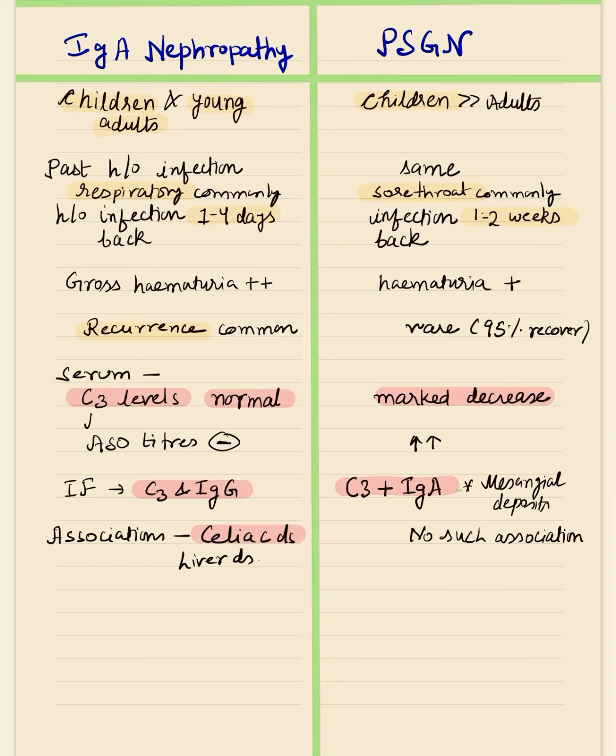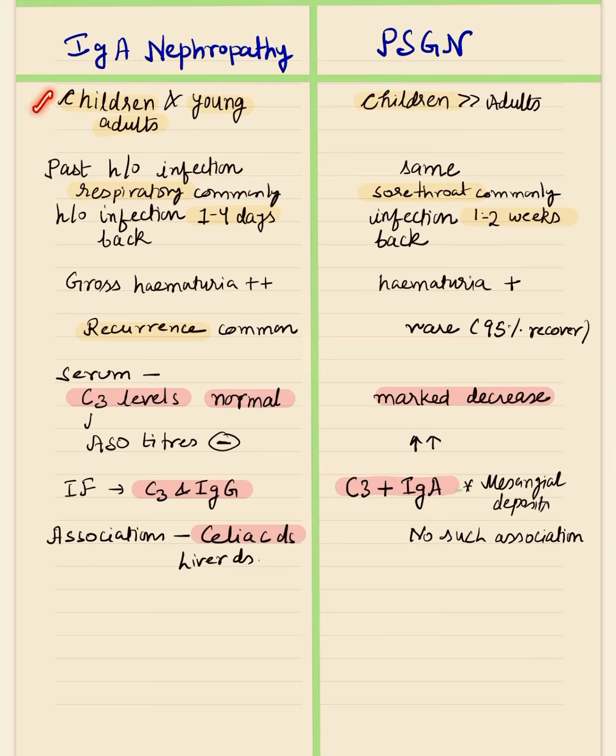IgA nephropathy is due to various hereditary and acquired defects in which there is defective galactosylation of IgA, and this defective IgA gets deposited in the mesangium of the kidney. Post-streptococcal glomerulonephritis is caused by the nephrogenic strains of beta hemolytic streptococcus, which cause an immune reaction. There is immune complex formation, and these immune complexes get deposited in the glomeruli and cause glomerulonephritis. So let's see the comparison between these two.